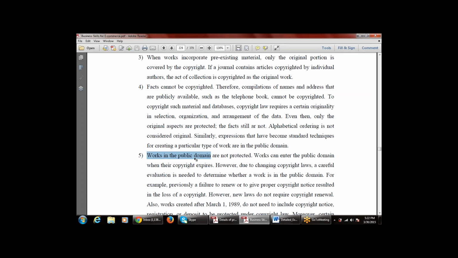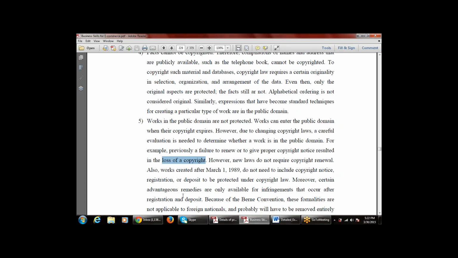Next is works in the public domain. Suppose me and my friend publicly own a building. Any work done in the public domain is not protected. Work can enter the public domain when its copyright expires. However, due to changing copyright laws, a careful evaluation is needed to determine whether a work is in the public domain or not. For example, previously a failure to renew or give proper copyright notice resulted in the loss of a copyright.